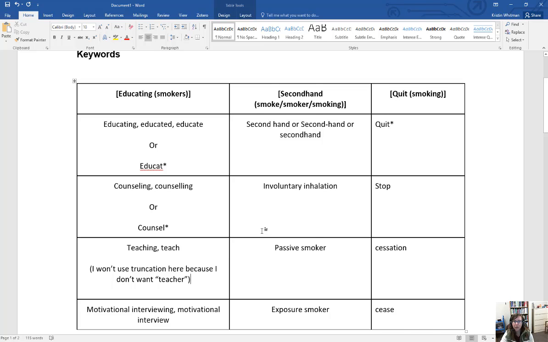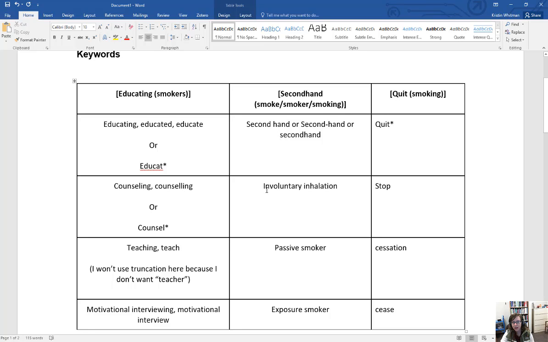So with regard to secondhand smoke, again, I'm not going to worry about writing smoke, smoker, smoking in every single box. I'm just going to focus on the concept of secondhand. And secondhand concerns me as a keyword because it can also be written as two words. So I'm going to make sure I write out all the possibilities here. Secondhand with a space, or secondhand with a hyphen, or secondhand all one word.